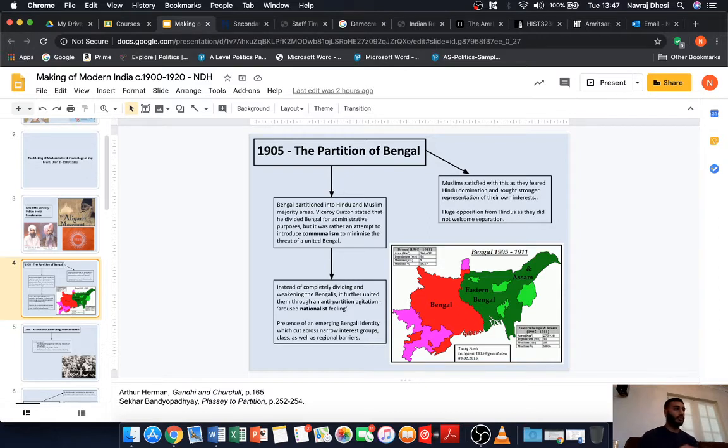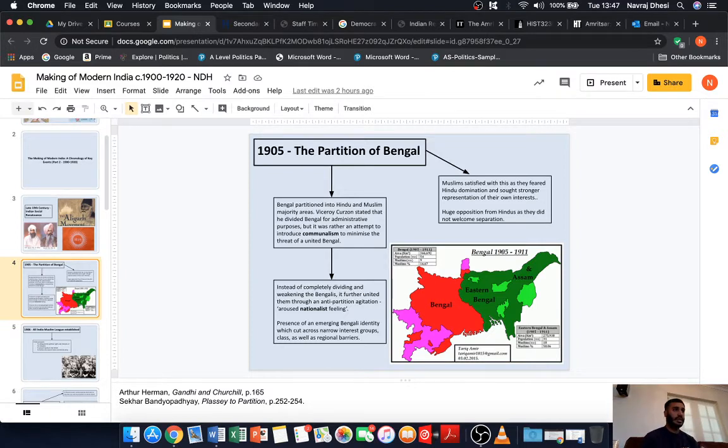Primarily because of the fact that we've got Congress, which was established in 1885, which claims to represent all sections of Indian society, irrespective of religion, irrespective of caste, and irrespective of different class boundaries.